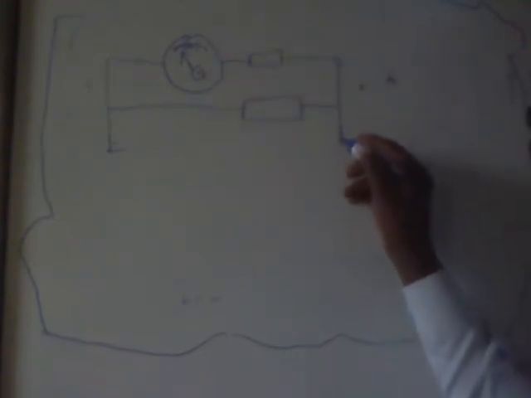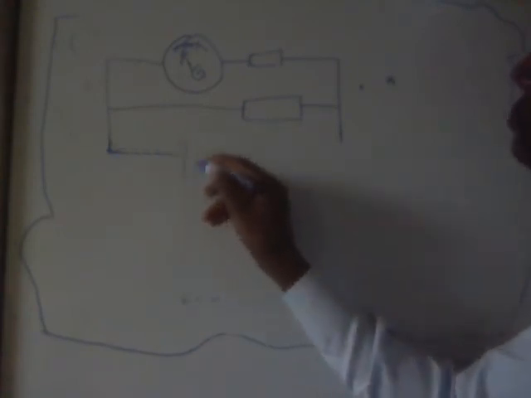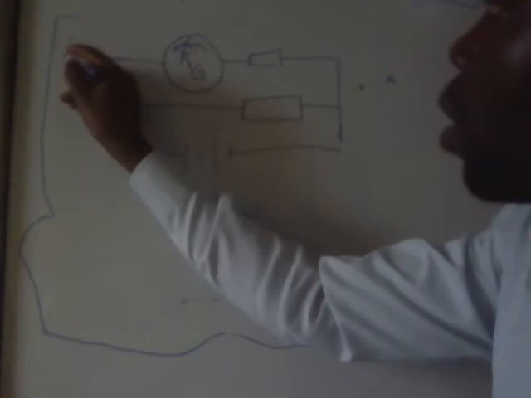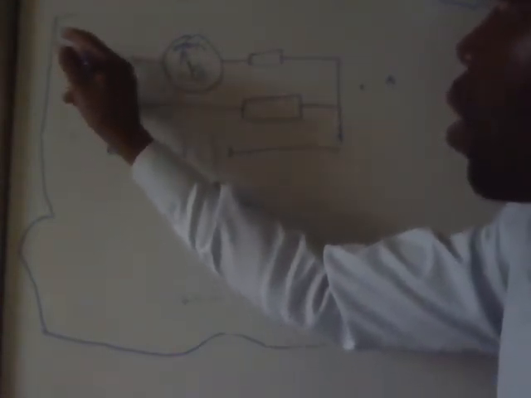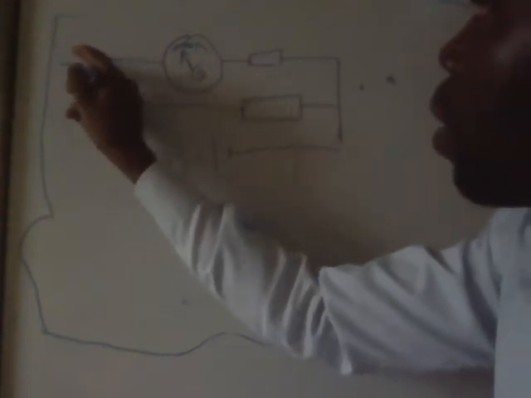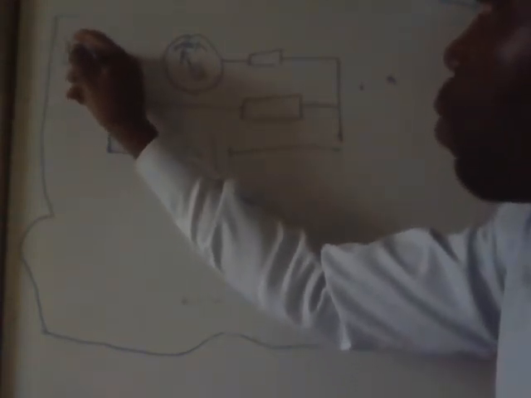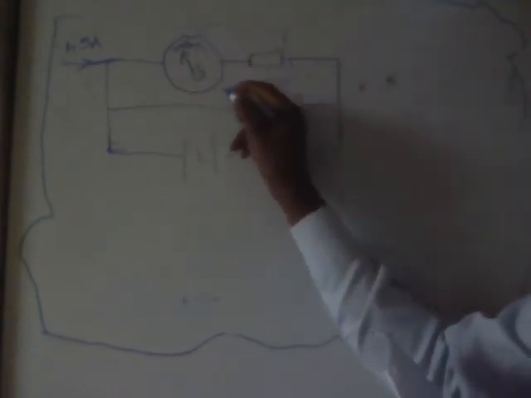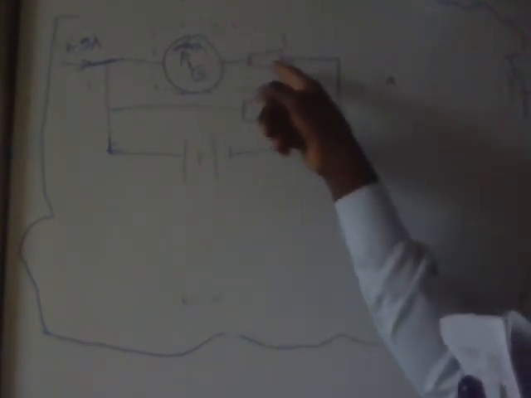So you have your battery, and you want to measure this. 1.5 amperes is coming in. Look at the arrow entering. This one is the whole of the galvanometer, and this one is the internal resistance, the resistance of the galvanometer. So they are in parallel like this.